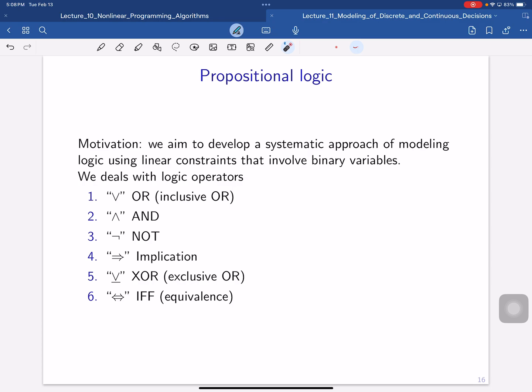Just to define the notation here, this means the OR operator, meaning at least one of them is true, and this means AND operator, this means not, this means implication, this means exclusive OR. Exclusive OR means either A is true or B is true. They cannot be true at the same time. Okay, and this means equivalence. Right, equivalence is just the two logic are similar. A and B can be true at the same time or false at the same time.